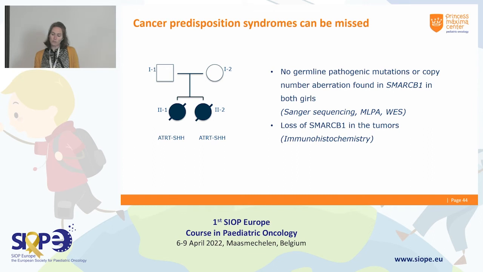But we did it all over, tested the new child, and really didn't find the mutation. We did Sanger sequencing, MLPA for copy number variants, WES, whole exome sequencing, which was implemented at that moment. Didn't find any mutation. There was loss of SMARCB1 in both tumors by immunohistochemistry. So there should, of course, be 2 mutations.